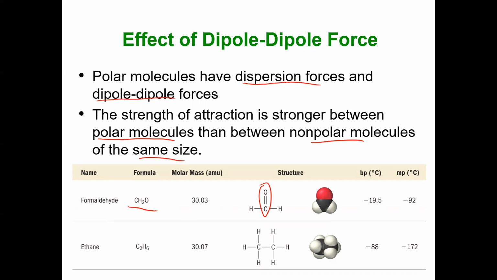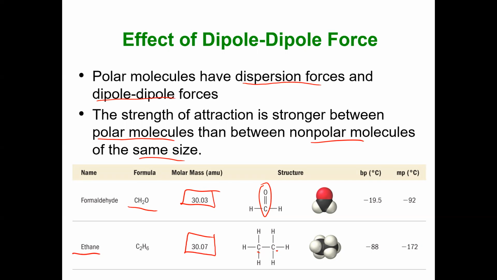due to the carbonyl and the carbon having a partial positive and the oxygen having a partial negative. When I compare it to ethane, which again is an alkane, right? It's just carbons with single bonds to other carbons or hydrogens. Both of them have molar masses of roughly 30 grams per mole, or 30 atomic mass units if I look at individual molecules.